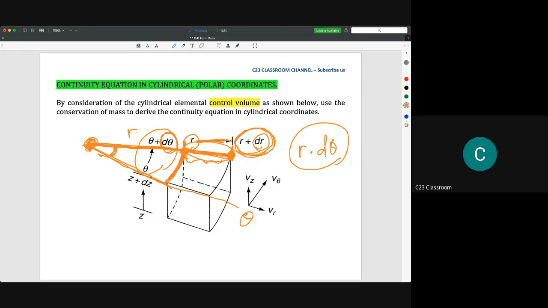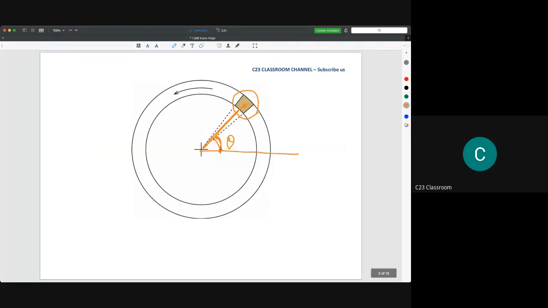Okay, so the theta here is actually showing the opening. But to calculate the distance, you need to use the idea of r d theta. So d theta is here. This is d theta, and the angle here is theta. I hope you could imagine that.